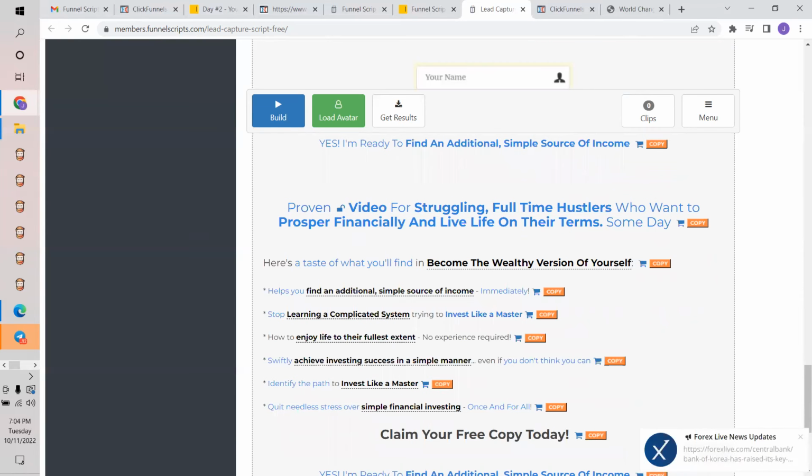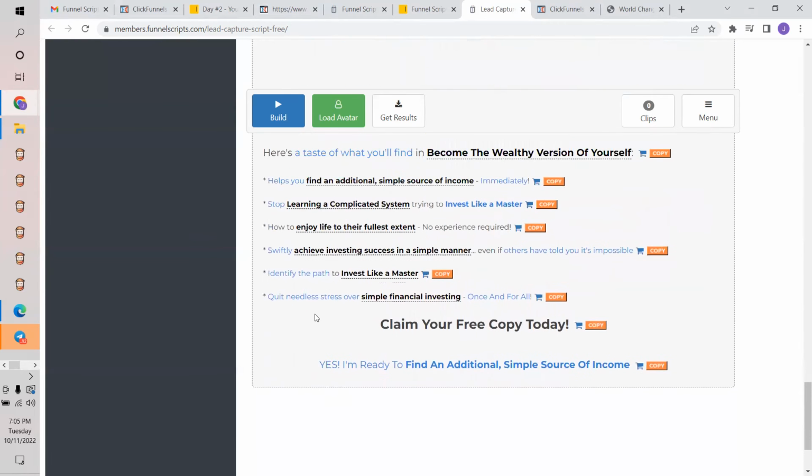Swiftly achieve investing success in a simple manner, even if you don't think you can, even if others have told you it's impossible. Yes. Identify the path to invest like a master. Quit needless stress over simple financial investing once and for all. Claim your free copy today.